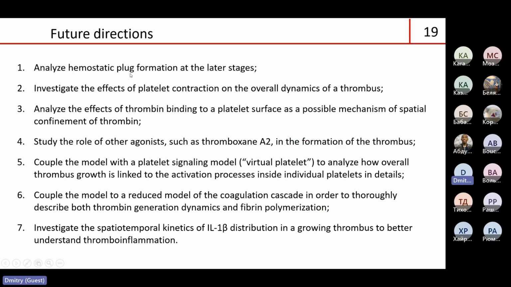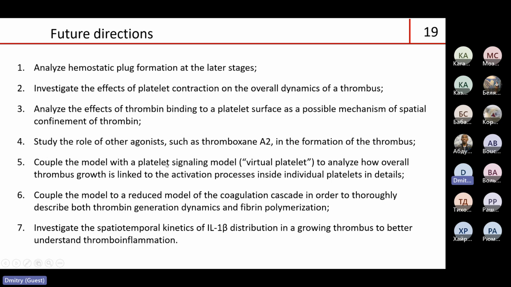First of all, of course, we hope to analyze this hemostatic clot formation at the later stages. That's what we're doing right now. We also want to investigate the effects of platelet contraction on the overall dynamics of the thrombus, because for now the thrombus is rather permeable to the flow, so the flow is rather high, and we don't model the contraction. We also want to analyze the effects of thrombin binding to the platelet surface, because it might be a possible mechanism of the spatial confinement of thrombin. So for now, we don't understand the reason for this spatial confinement. We just had to introduce it somehow into the model, in the direction of the flow.